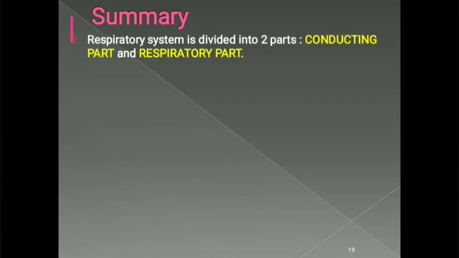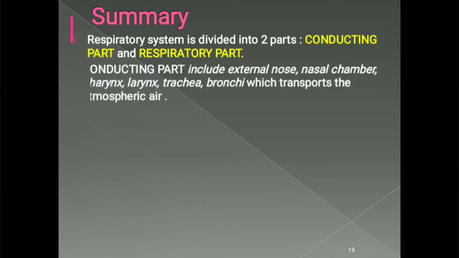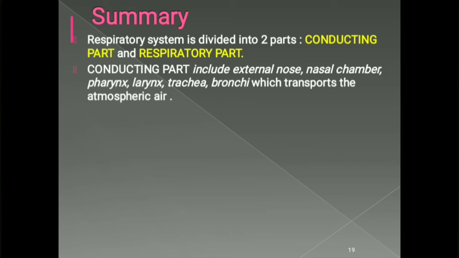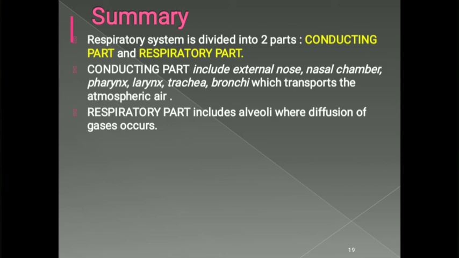Now let's take a quick review of our whole topic. The respiratory system is divided into two parts, the conducting part and the respiratory part. The conducting part includes the external nose, nasal chamber, pharynx, larynx, trachea and bronchi, which transport the atmospheric air. The respiratory part includes the alveoli, where diffusion of the gases occurs.